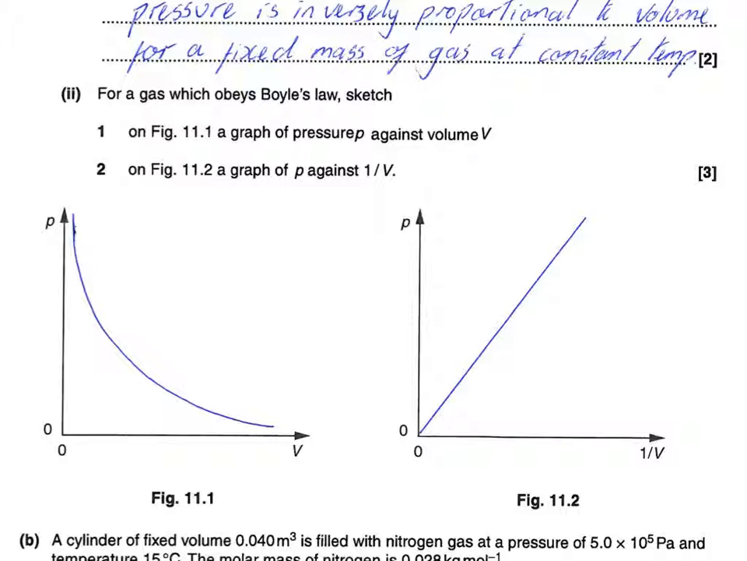And because it's inversely proportional, for the second graph, P is inversely proportional to 1 upon V. That means that P against 1 upon V should be a straight line through the origin, just because we've got that proportionality.